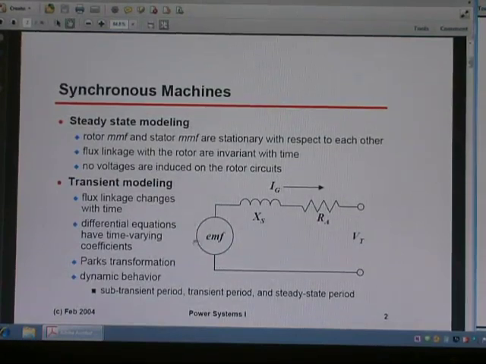Steady state modeling is for the synchronous machine. The rotor magnetic force and stator magnetic force are stationary with respect to each other. Flux linkage with the rotor is invariant with time, so the flux linkages are not changing with time. No voltages are induced in the rotor circuit.